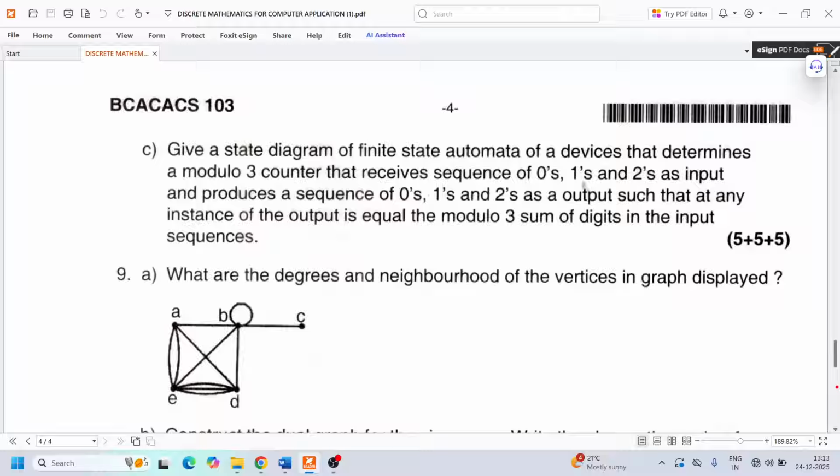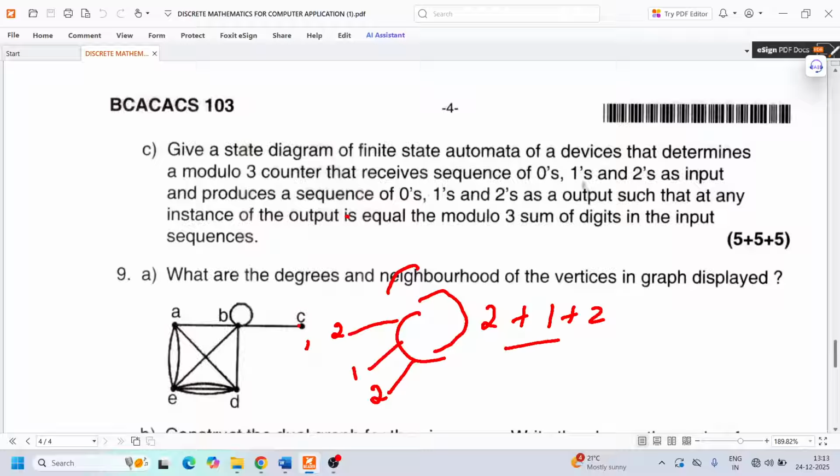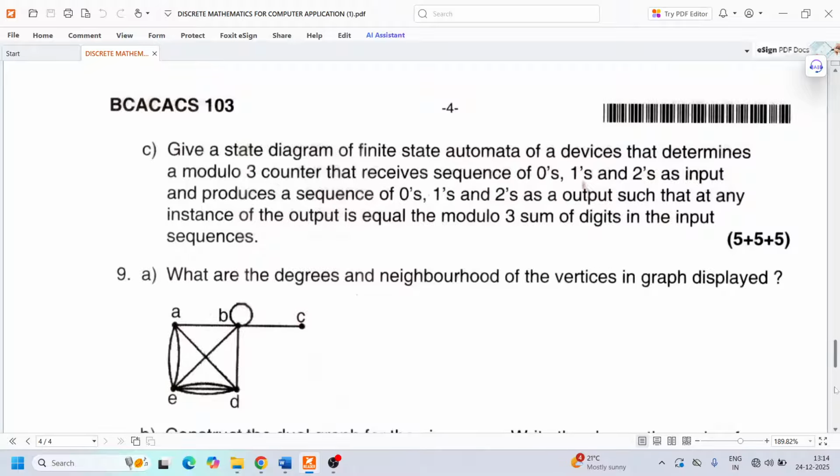Again, let me give you one example over here. You have a counter over here, 3 values are there. Let me say the first input is 2, the second input is 1, the third input is 2. What is the output in this case? This is 2 plus 1 plus 2 divided by 3. So this happens to be 5 by 3. 3 will divide 1 time, and 2 is the remainder. So the output will be 2. Hope you are able to get that.